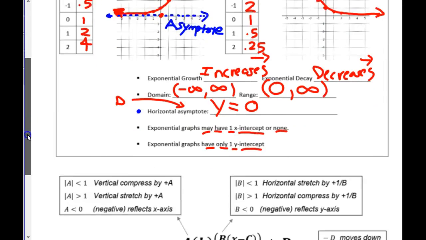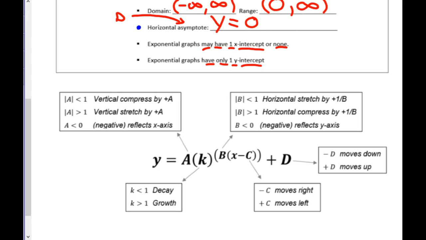So, still on the front page, does this look familiar? Now, it's a little different, but we've had this before where we have A, and we have B, and we have C, and we have D, but what's new here? K. This is new. So A, as usual, is out front. B, as usual, is right in front of X. C is always inside. And then D is always out there by itself. But K is what I call the base of the exponent.